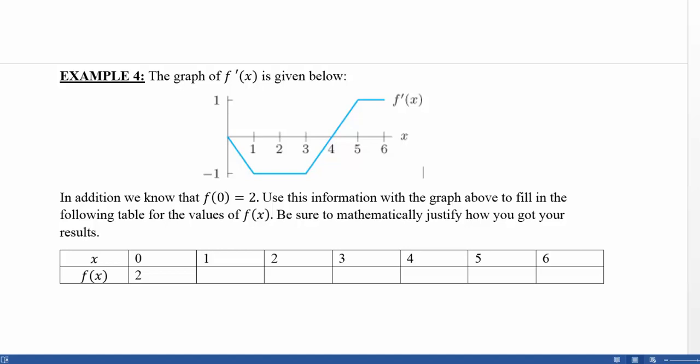The graph of f prime of x is given below. In addition, we know that f of 0 equals 2. Use this information with the graph above to fill in the following table for values of f of x. Be sure to mathematically justify how you got your results. So here, we have this picture of the derivative.